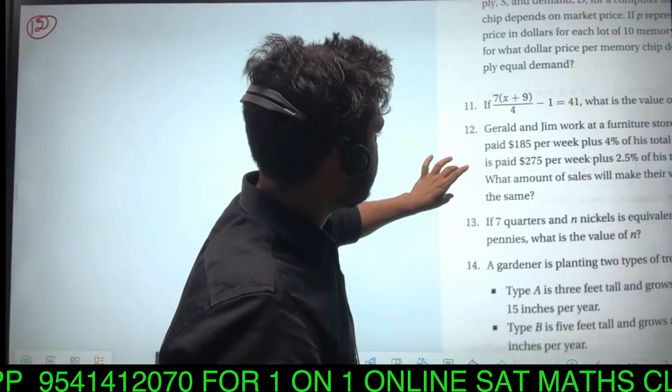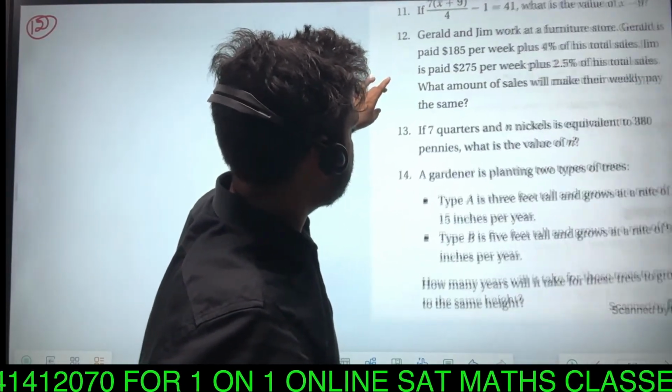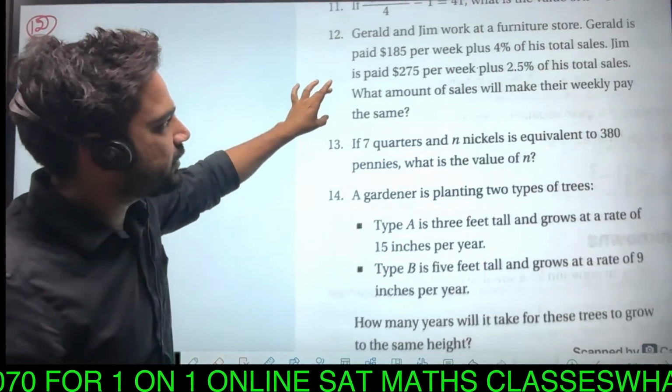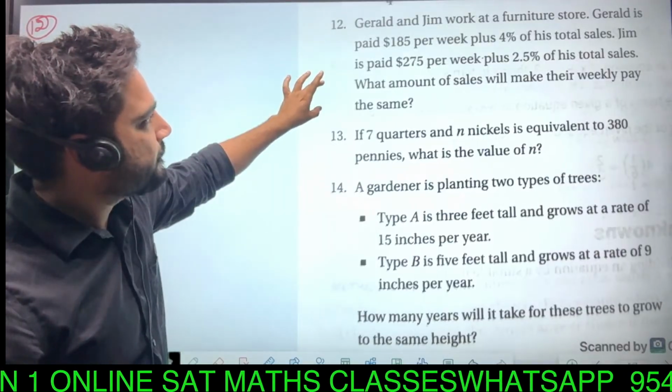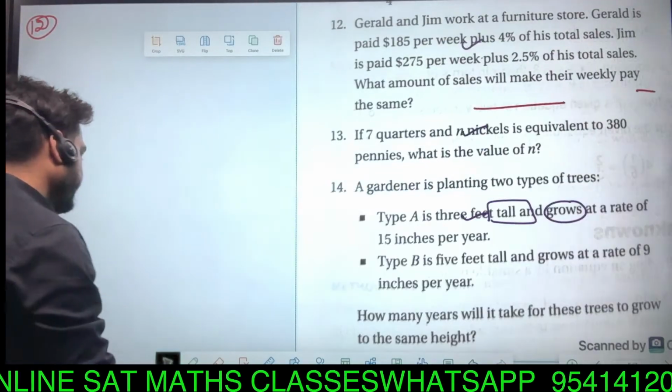We can do a little zoom now, so that you can read question number 12 clearly. Now read question number 12.